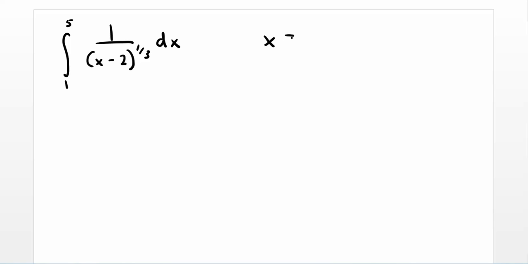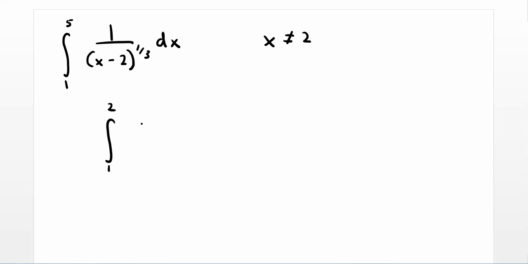You can see right away that x cannot be 2, so we have to break this into a sum of two integrals and use limits to evaluate the integral. So the difference in this problem is that your discontinuity is not at an edge point. It is directly inside the interval, but that's okay. So we'll break this into two integrals.